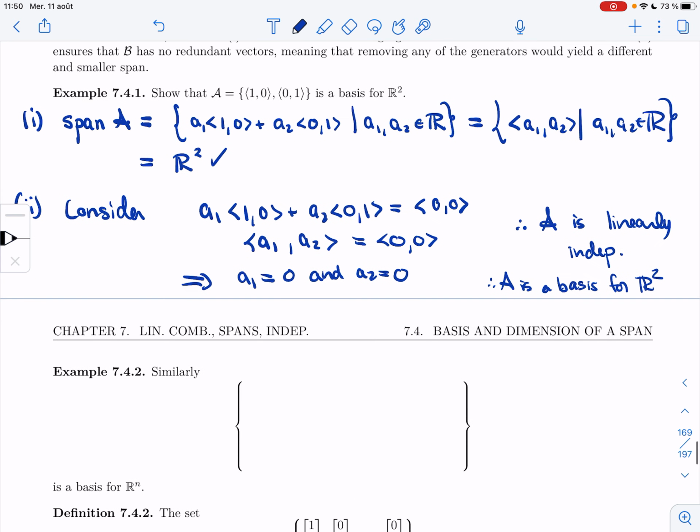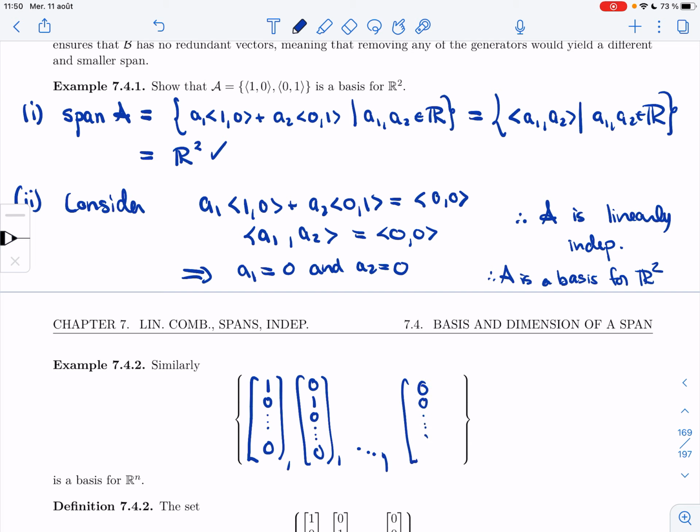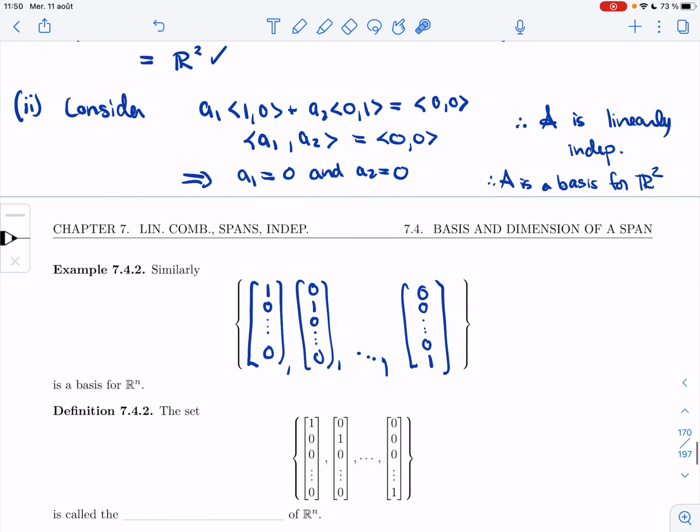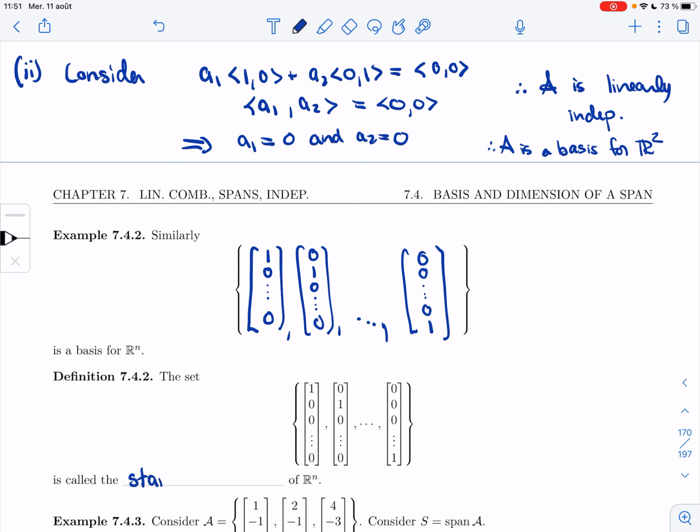All right. This is not a random basis. It's a pretty nice one. In fact, we can generalize it to any Rn. So if I start the same way, I'm going to start with a 1 in the first spot, and then everything else will be 0. Then the next one over will have a 1 in the second spot, but everything else will be 0, and so on. The last one will have a single 1 in the bottom entry. And so this is a basis for Rn. Again, it's not a random basis. It's a pretty nice one. And so this set that I wrote right here is called the standard basis of Rn.